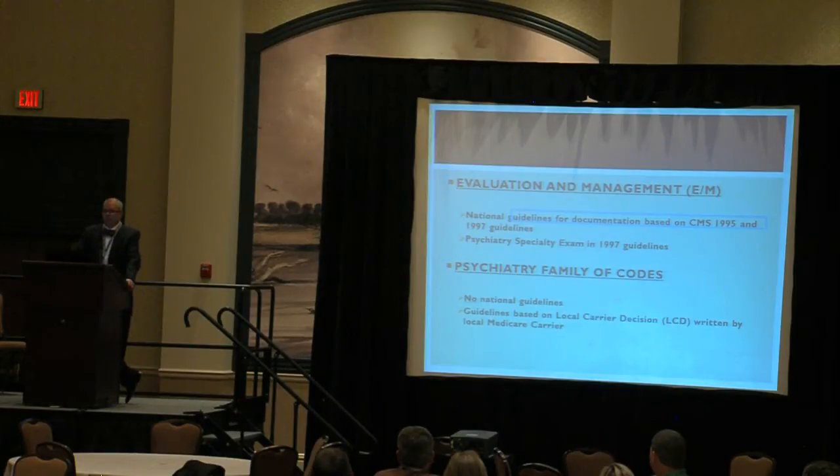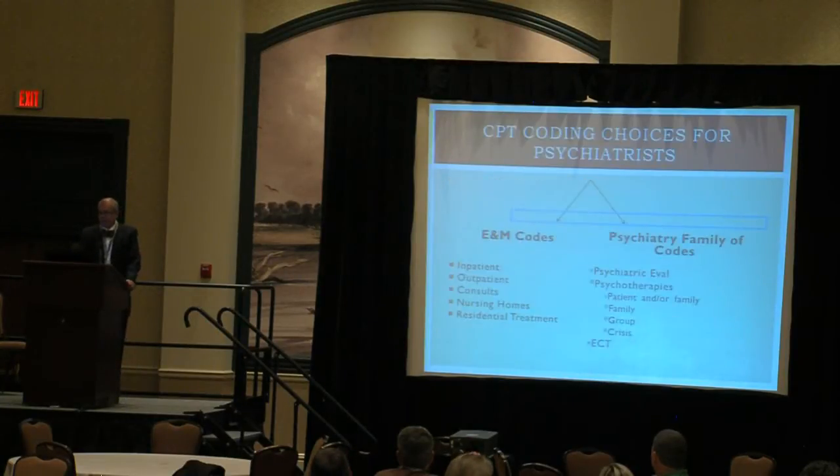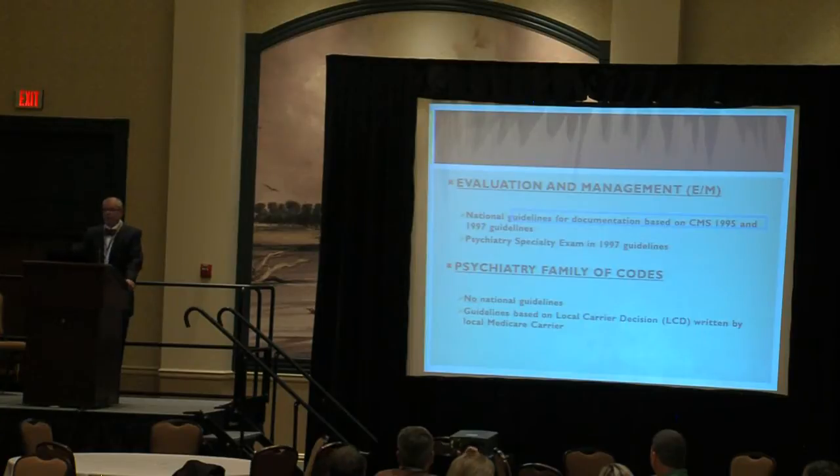The evaluation and management codes are based on national guidelines starting in 1995 and 1997. As I said, the psychiatric specialty exam came out in 1997. A long time ago, like 15 years, we've had the specialty exam. For the psychiatry family of codes, on the right, there are no national guidelines, and the documentation requirements will be based on local carrier decision, meaning whatever the insurer you're submitting it to has for their guidelines, those are the guidelines that will apply.